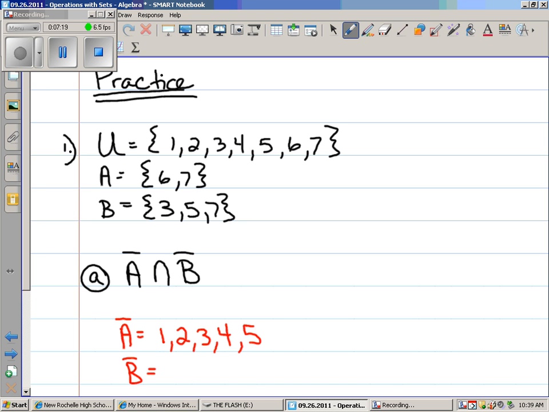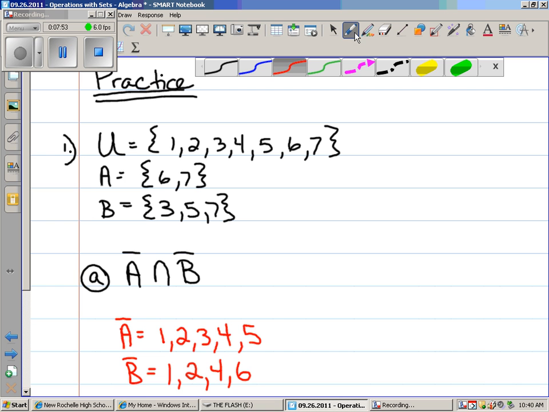What about B? What's the complement of B? Yeah, 1, 2, 4, and 6. Excellent job. Okay, so there are 2 new sets. Now, we've got to remember what this U shape does. When the U is facing downwards, are we talking about them moving in, or are we talking about just what they have in common? Just what they have in common, yep.